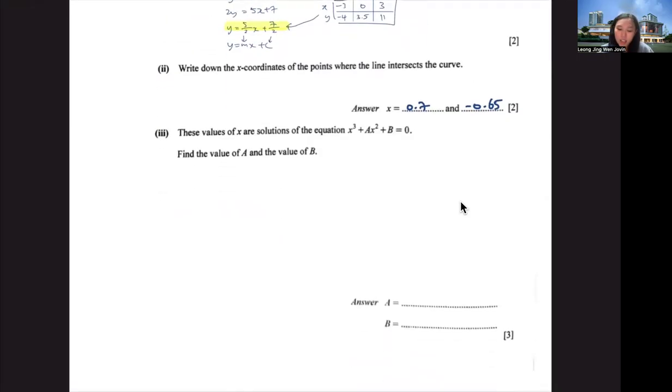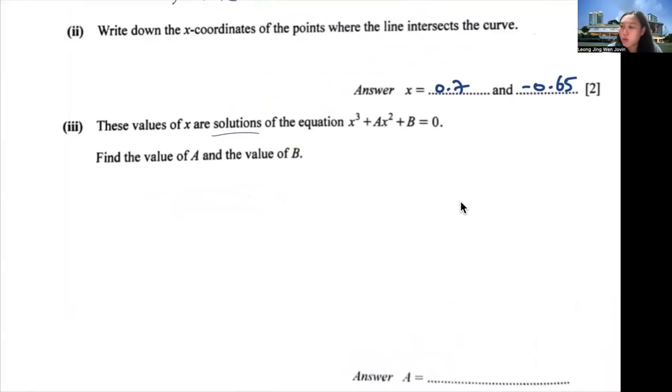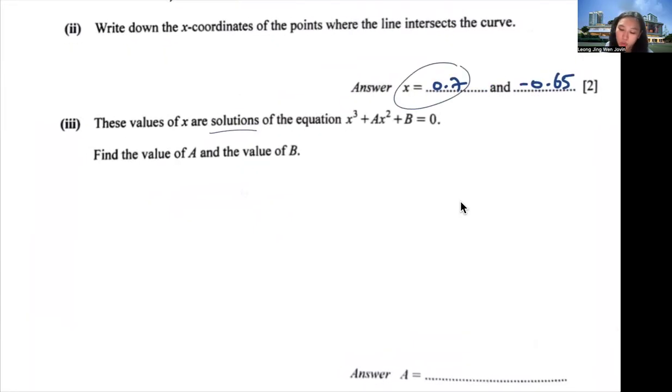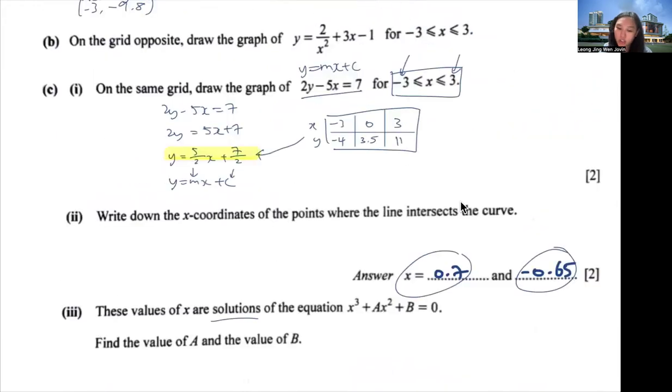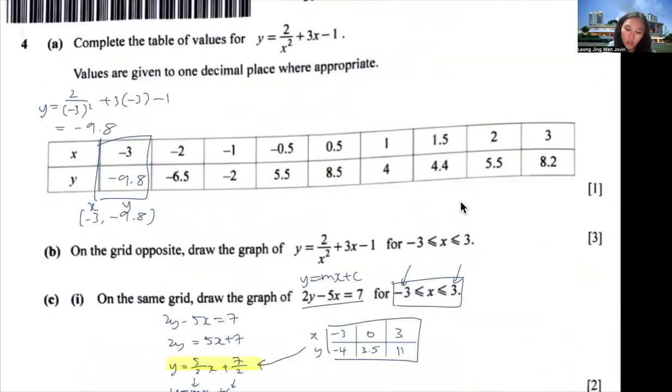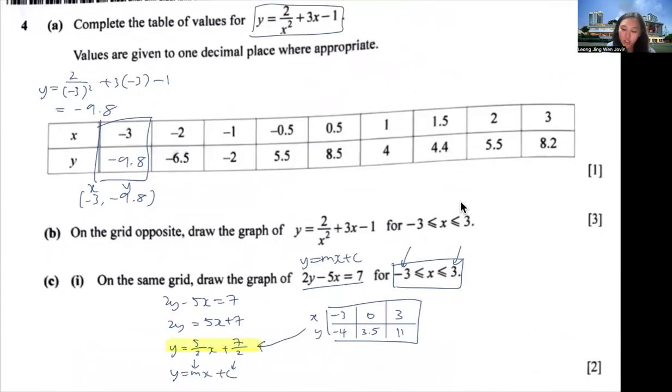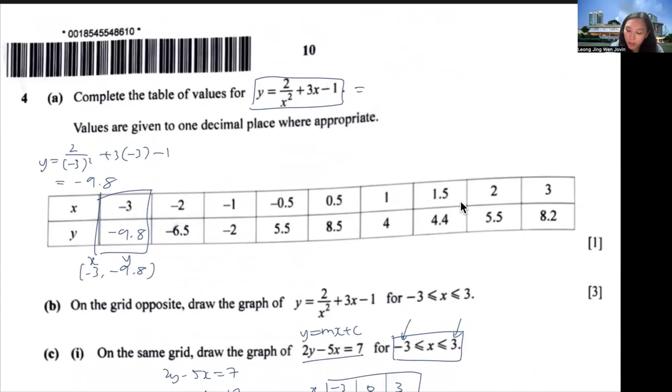Okay, next, these values of x, so these two answers, x equals 0.7 and x equals negative 0.65, are solutions of the equation x cubed plus ax squared plus b equals 0. Find the value of a and the value of b. How do I do this? Right, so if you look back at how we even got these two numbers, it's when this reciprocal equation is equal to my 2y minus 5x equals 7 equation.